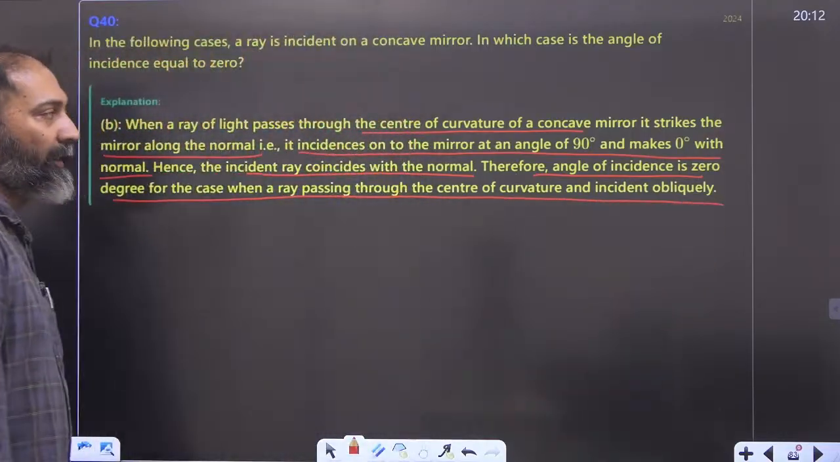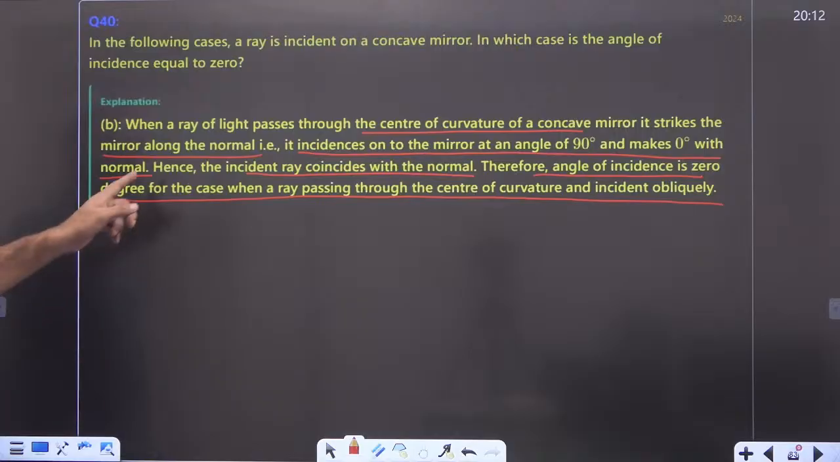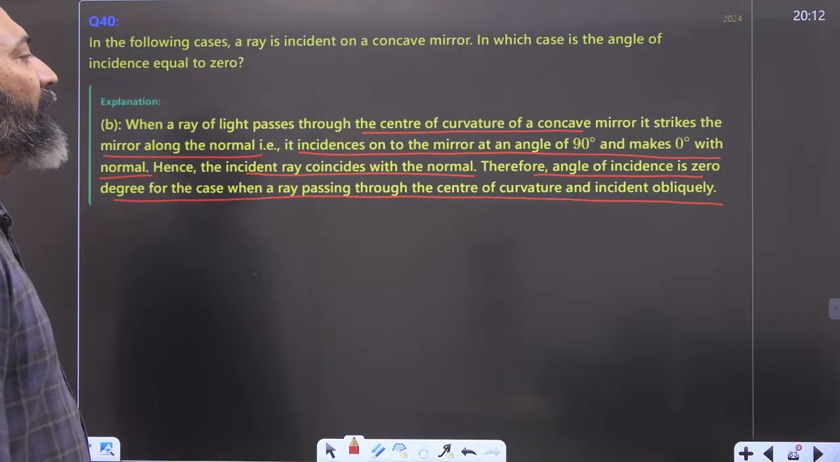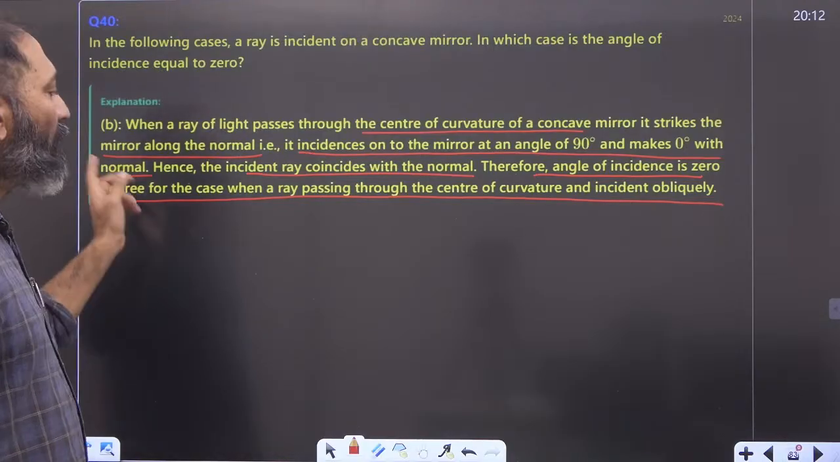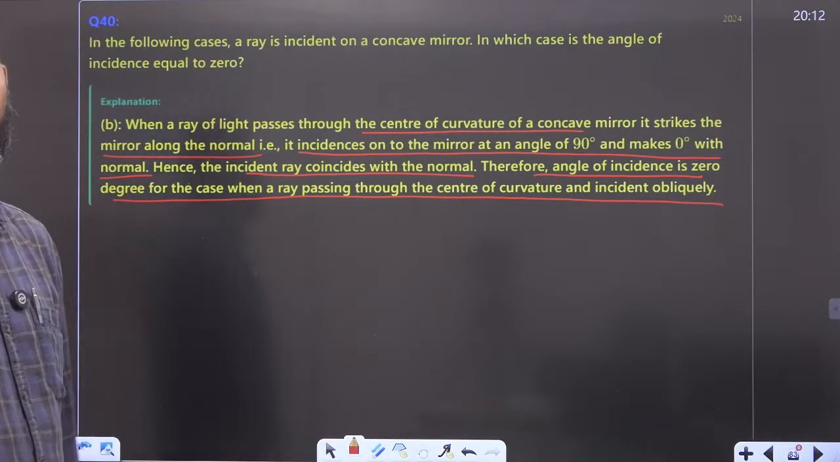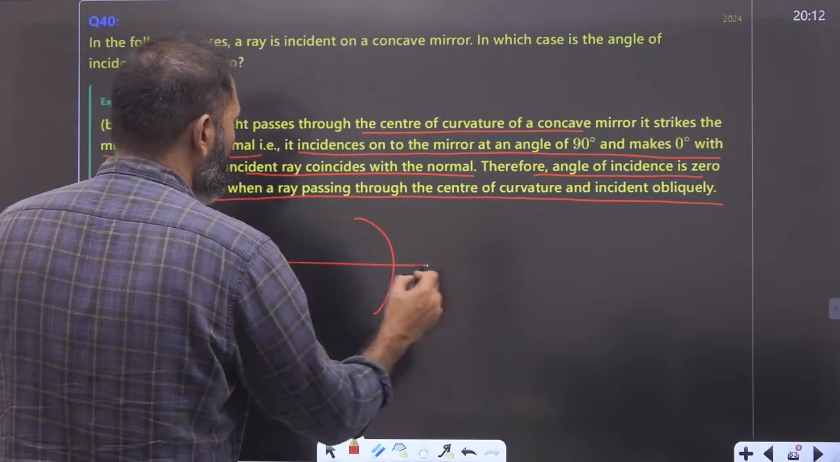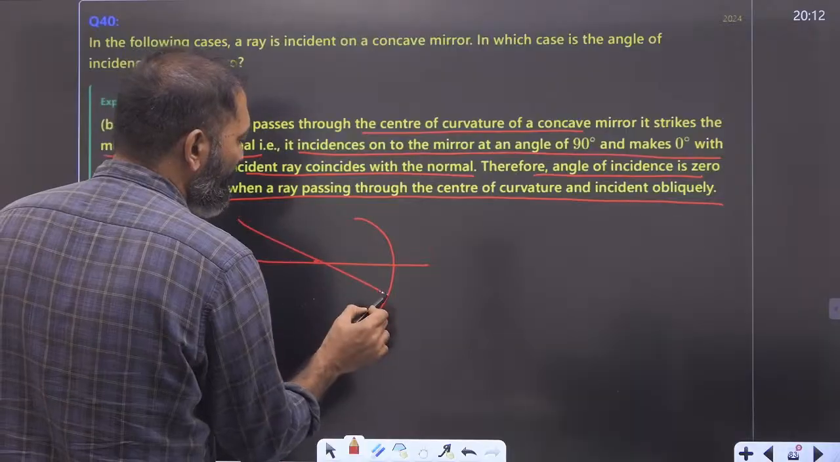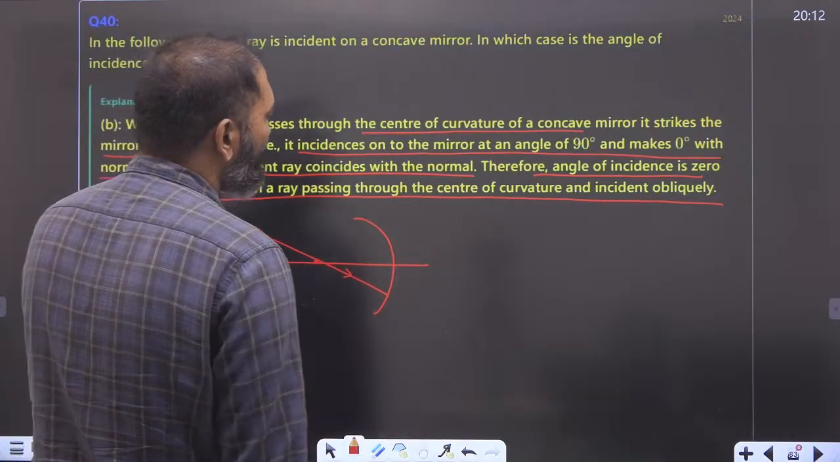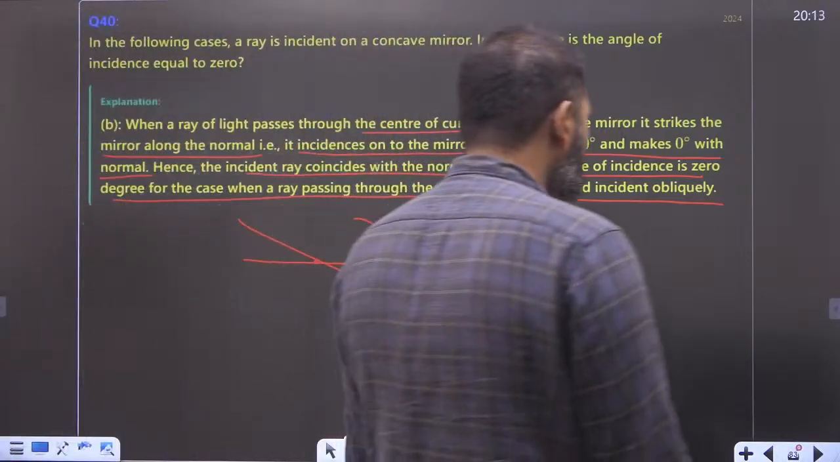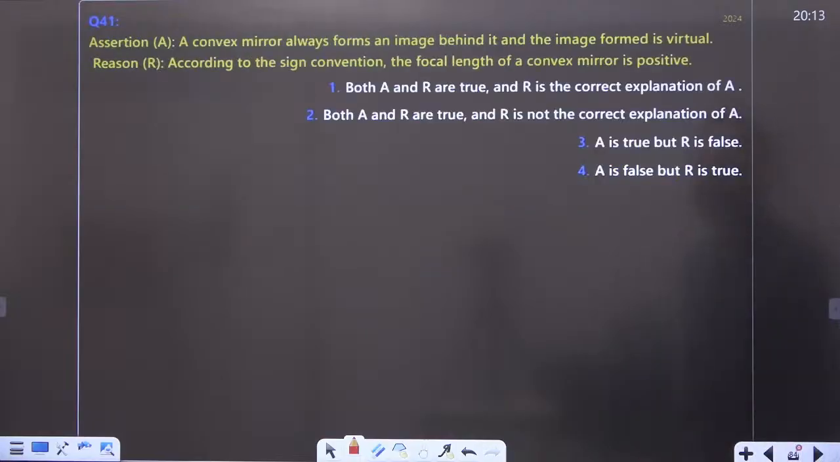It's very important to understand that when a ray of light passes through the center of curvature and falls on a concave mirror, it strikes along the normal. So there, no deviation takes place. Therefore the angle of incidence is 0, and the angle of reflection is 0.